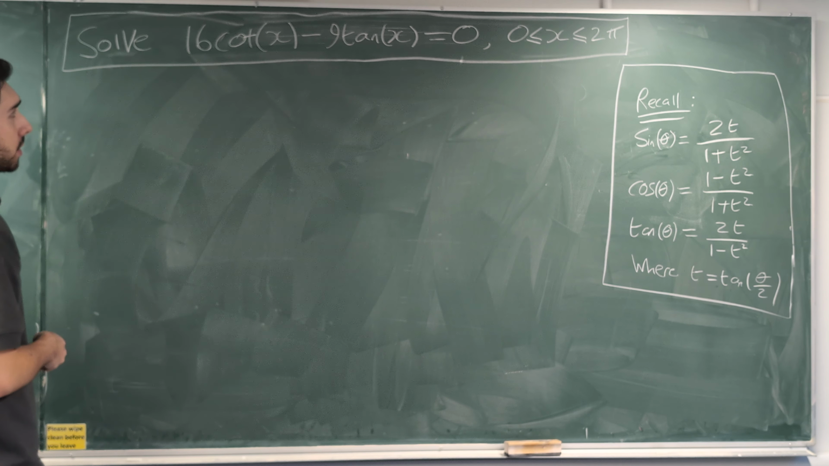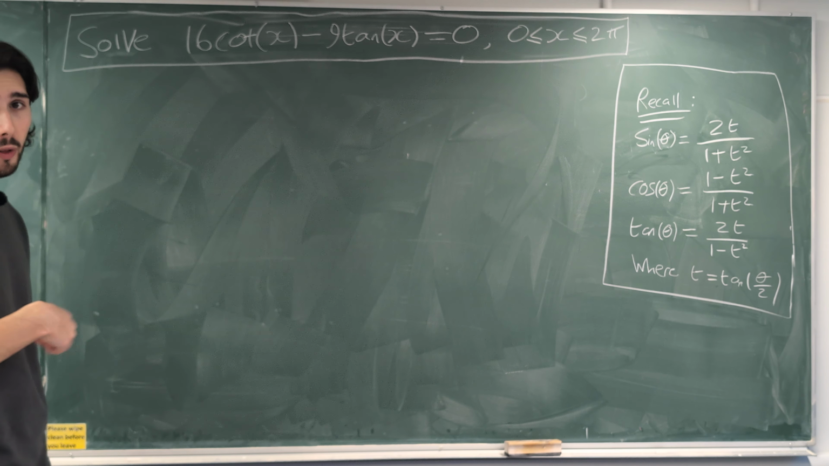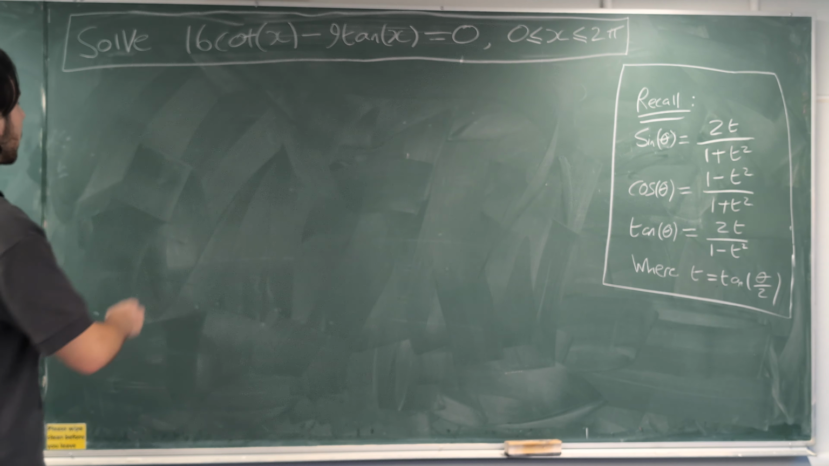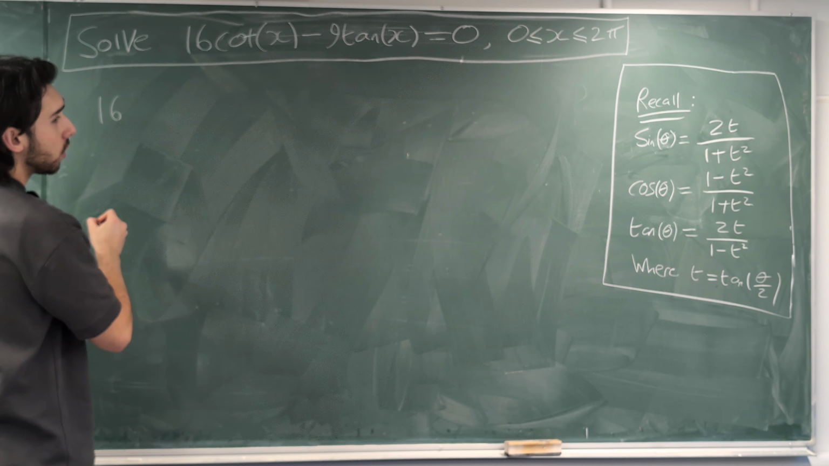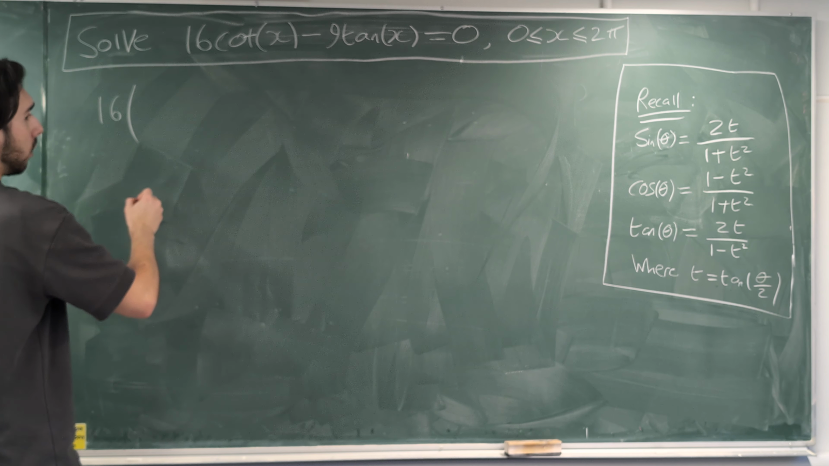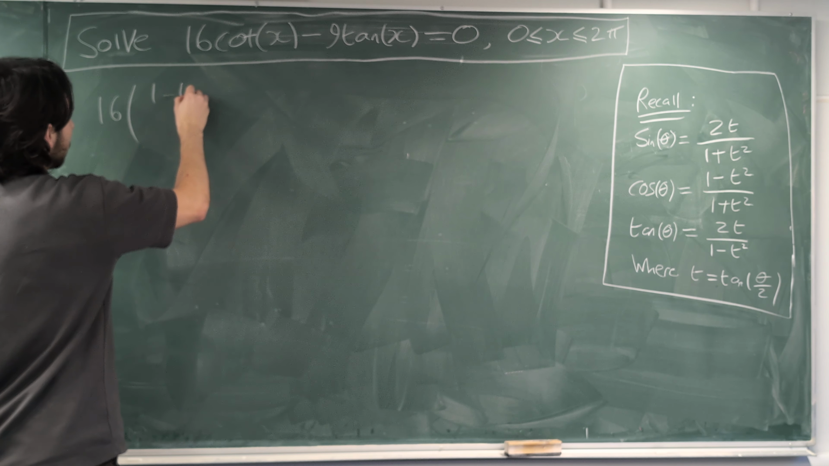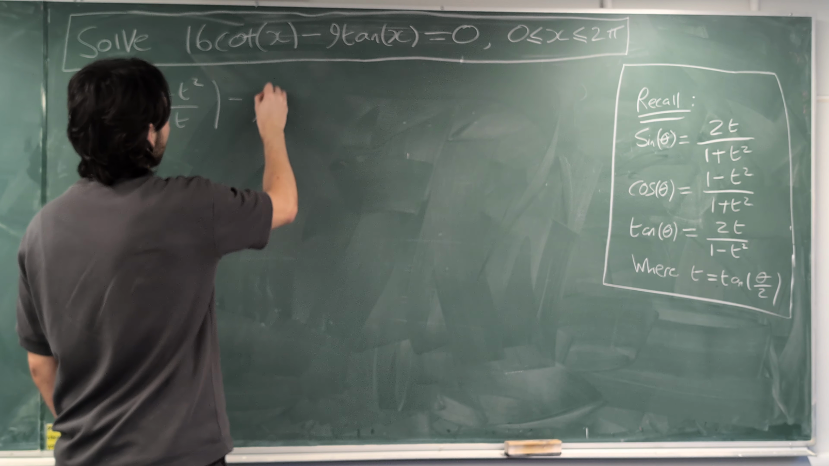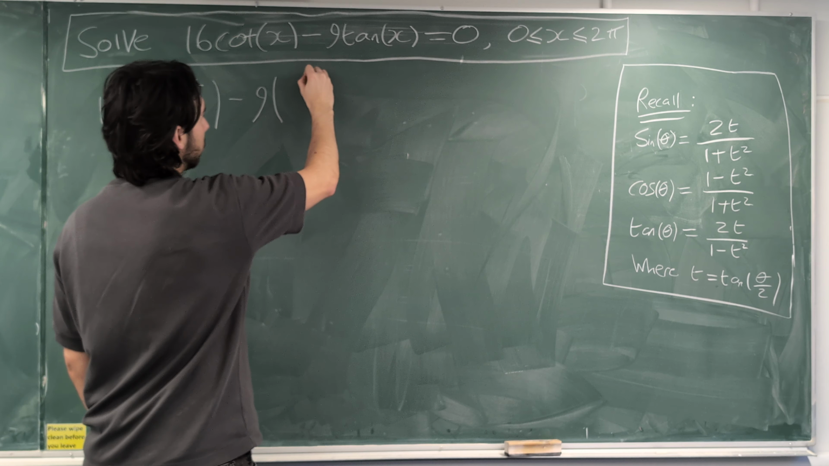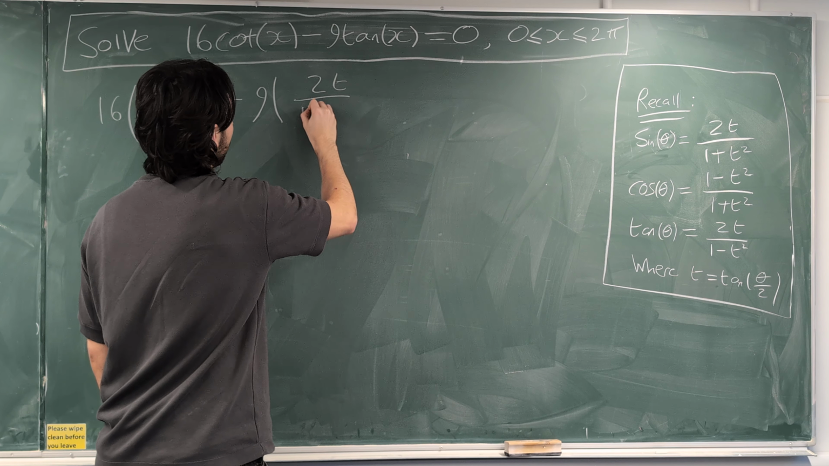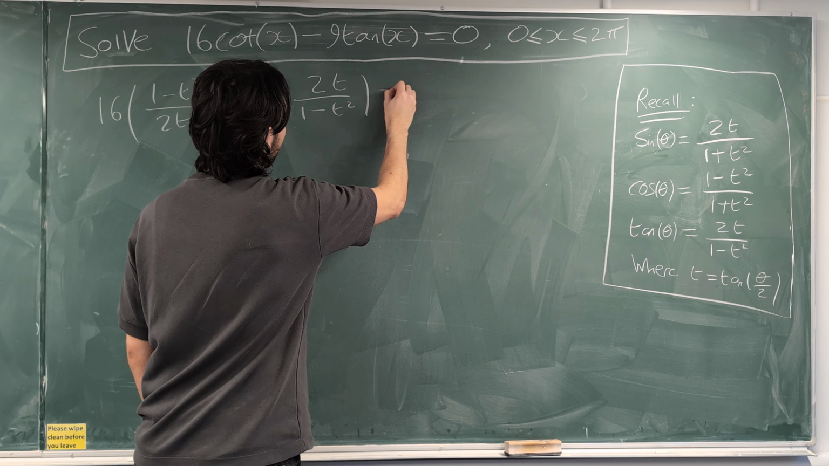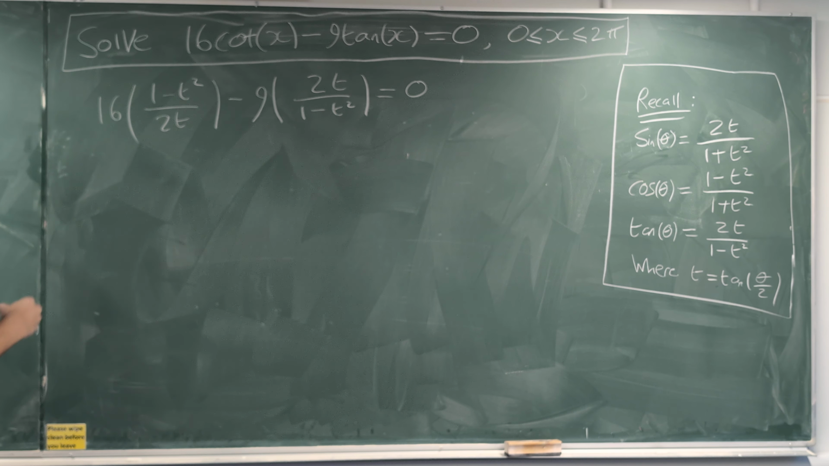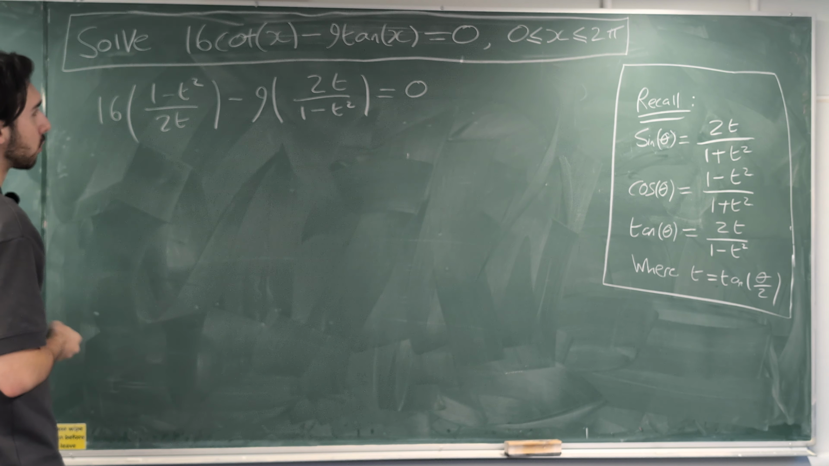So first things first, let's replace the trig functions with what they are in terms of t. Cot is 1 over tan, so I can replace cot with the reciprocal of tan, so 1 minus t squared over 2t. And I can replace tan x with just 2t over 1 minus t squared. And that's still equal to 0. So now we have an algebraic equation that we can solve in terms of t. So we just have to rearrange this.